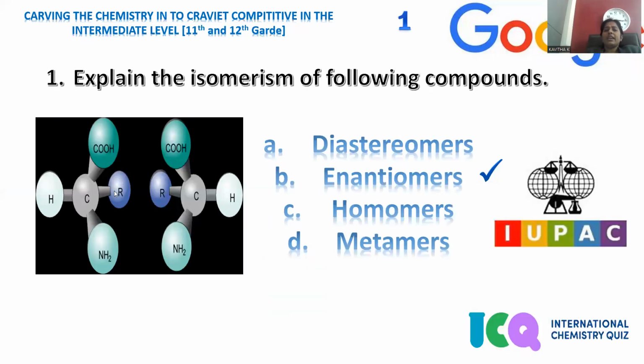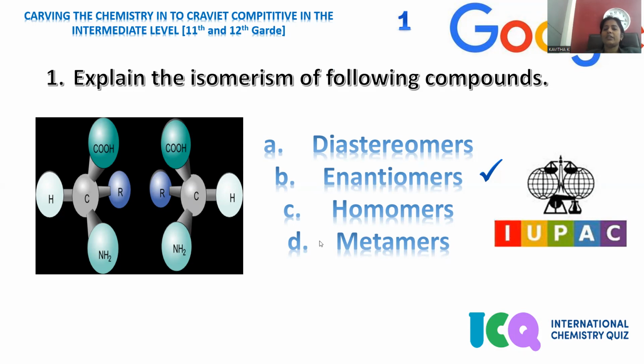Question 1: explain the isomerism of the following compounds. Two compounds are provided, where you can find carbon with R for alkyl, NH2, COOH, H, and the same compound is given with another orientation. So both are the same kind of compound, but the arrangement is different. These two compounds are said to be either diastereomers, enantiomers, homomers, or metamers. What would be the correct answer? The expected answer is enantiomers.